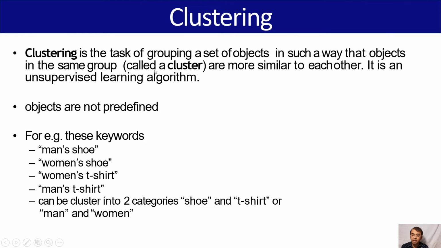Now I will come to the clustering. Clustering is the task of grouping a set of objects in such a way that objects in the same group, called a cluster, are more similar to each other. It is an unsupervised learning algorithm. Objects are not predefined. For example, these keywords like men's shoe, women's shoe, then women's t-shirt, men's t-shirt can be clustered into two categories like shoe and t-shirt or men and women.